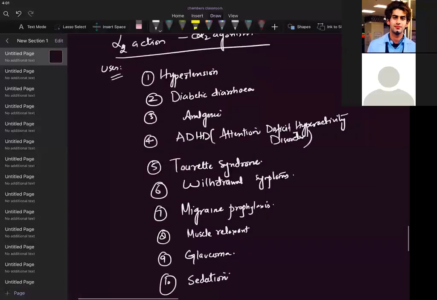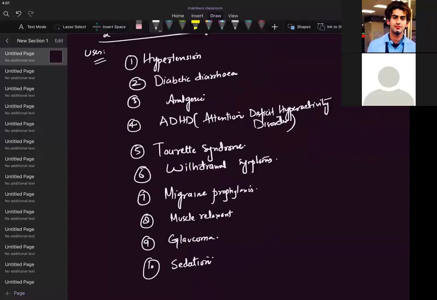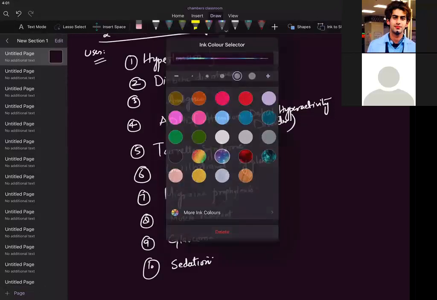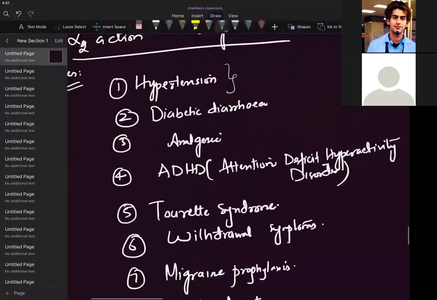Now I want to make it easy for you to remember. I put the sparkle pen here. You love this sparkle pen, I know. So for hypertension, which alpha 2 agonist do you use? We use methyl dopa. Is this sparkle visible, guys? Yes, so methyl dopa we are using.